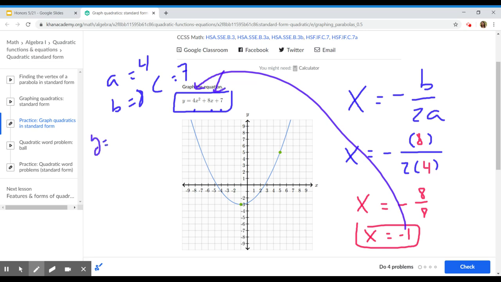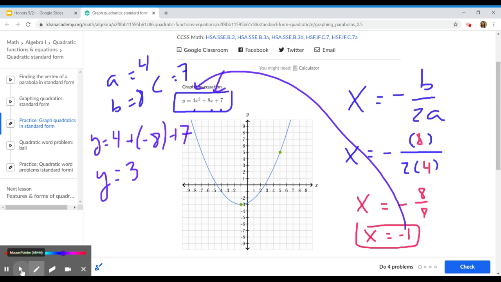So I'm thinking of y equals 4 times -1 squared, which is 1, so I'm going to leave that alone, plus 8 times -1 is -8, plus 7. y is going to equal 3, so I'm going to have a vertex at -1, 3.